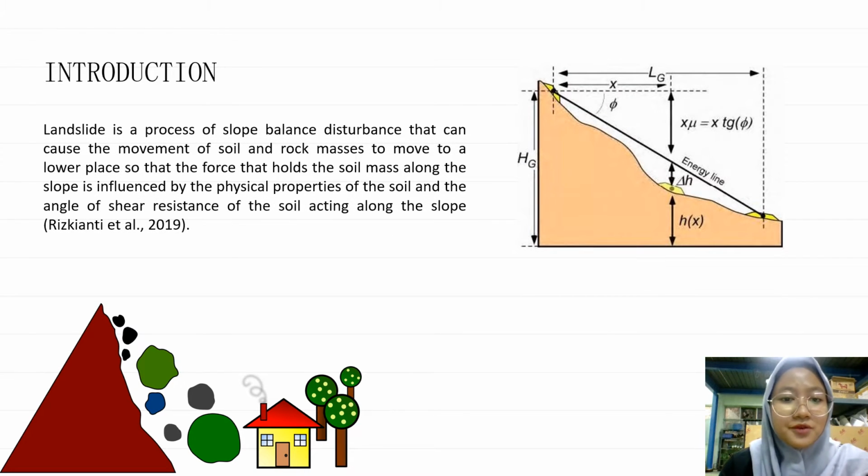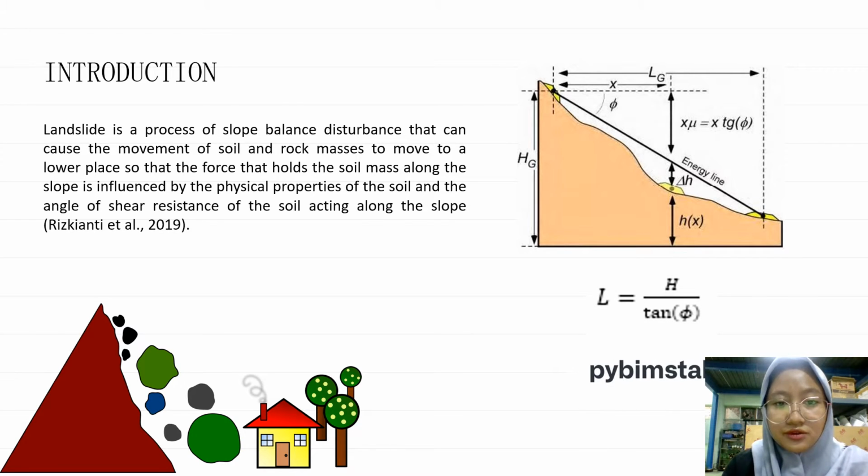The limit equilibrium method was used for slope stability analysis, which solves equilibrium equations by dividing the shear mass into slices and finding the factor of safety of the slope area. This study will use a software package named pyBIMstab that automatically generates circular failure surfaces and performs 2D slope stability analysis by the LEM, and can also evaluate non-circular surfaces.